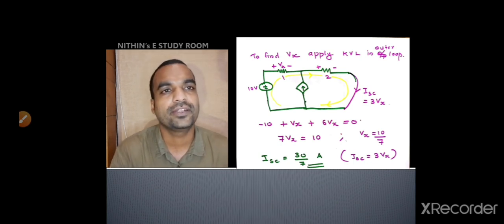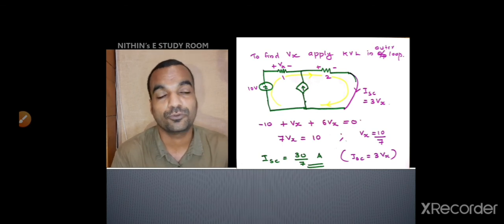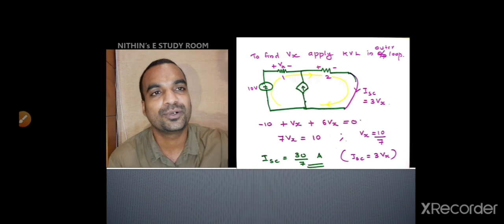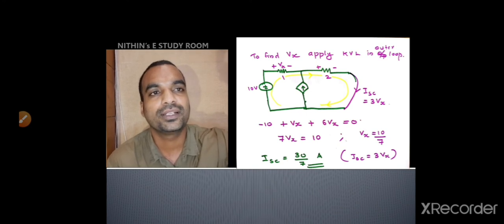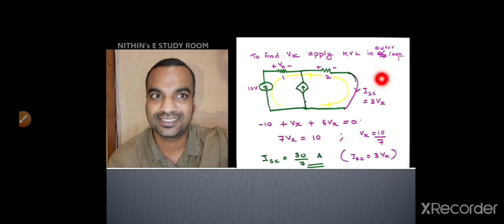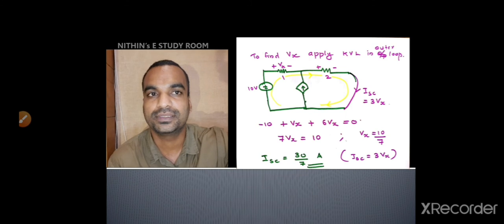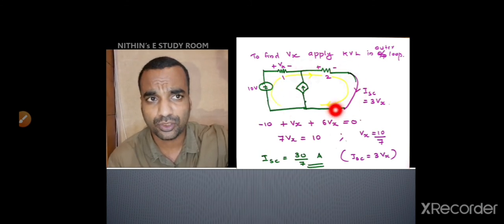To find Vx, apply KVL in the outer loop. Why am I applying it in the outer loop? Because in the outer loop, we already know that Isc is 3Vx, so Isc can be eliminated in terms of Vx. That's why I am taking the outer loop. So write the KVL equation of the outer loop. This is the arrow mark, in the clockwise direction.